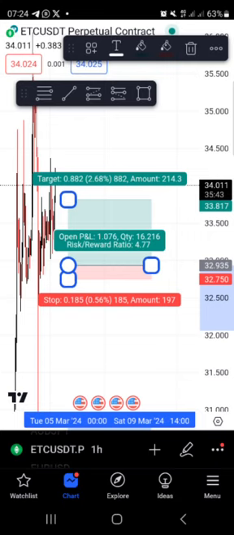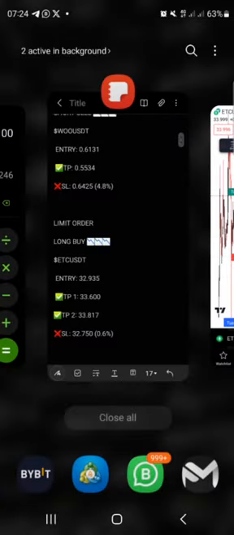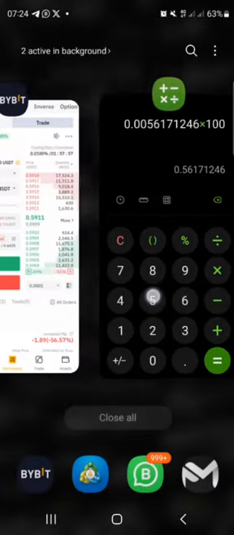Now let's delve into how to enter the trade and apply the risk management and make sure you're not making any loss. So the first thing you want to do is go to your Bybit app. We're going to start with the Woo trade. So you go to your Bybit app. Just wait for it to load.